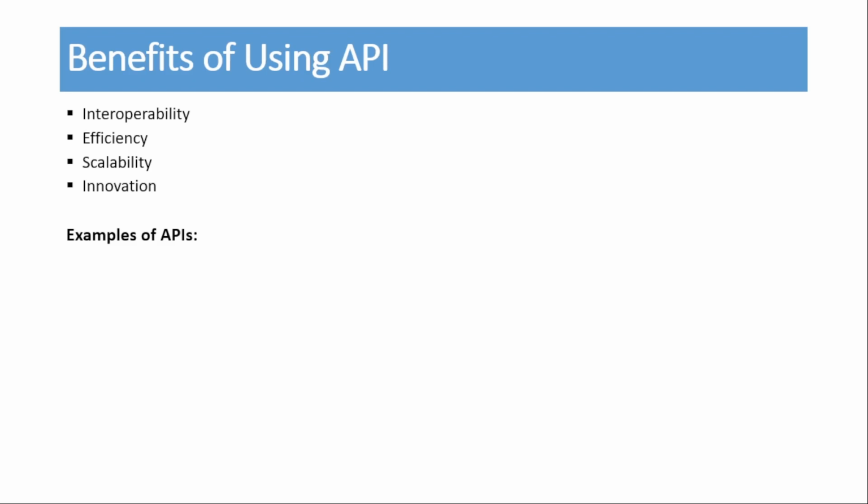Now, examples of APIs. We will discuss commonly used APIs. Google Maps API offers mapping and location services, including maps, routes, and places. Twilio API provides programmable communication tools for voice, SMS, and video. SendGrid API allows for sending emails at scale with reliable email delivery. Facebook Graph API allows developers to access data from Facebook and integrate Facebook functionality into their applications.